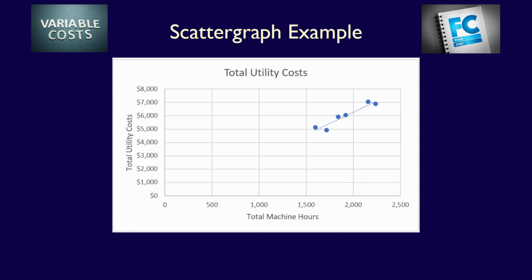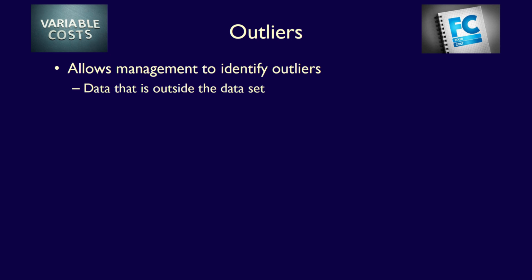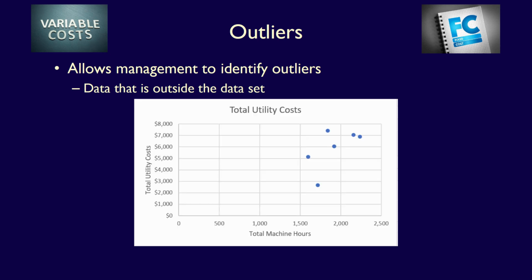We can see that producing a scattergraph is simple and allows us to identify general relationships. It also allows us to identify outliers. What is an outlier? Outliers are data points which are outside the remainder of the data set, one that lies outside, meaning it's far larger or smaller than the other data points. For example, look at this scattergraph, which was developed using a different data set for machine hours and utility costs. You can see that one point in particular would be considered an outlier because it is significantly different than the other points on the graph.